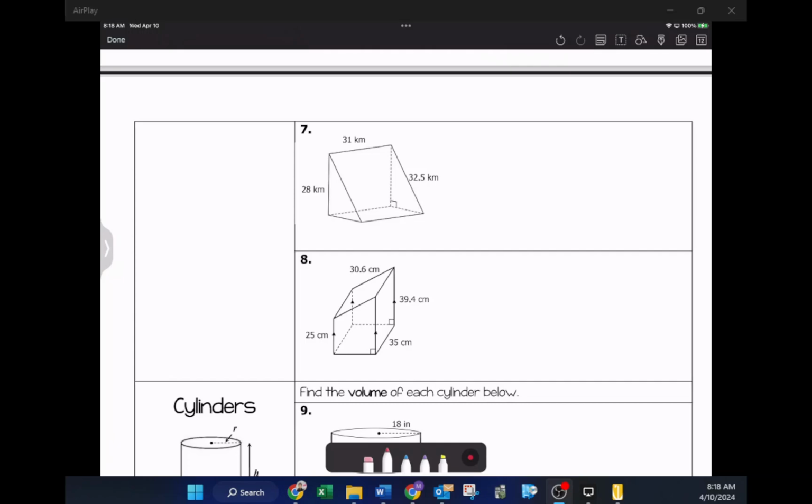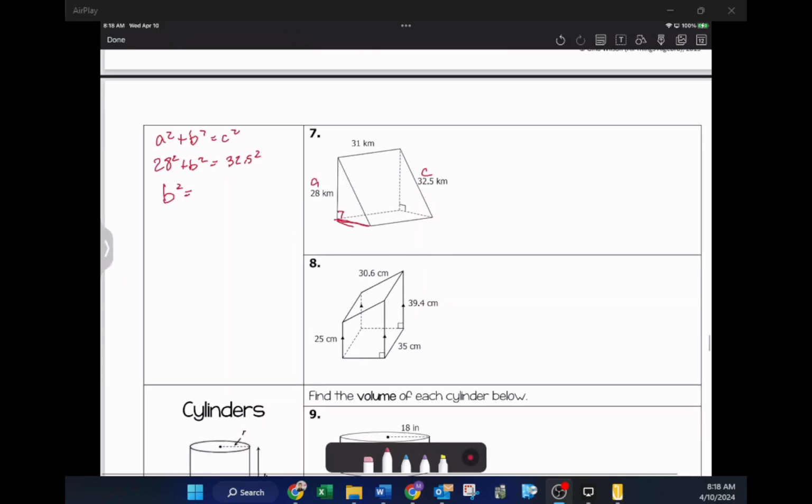We do not have the base of this right triangle to find the area of the base. So we are going to use the hypotenuse as 32.5. 28 we'll say is A. So since we are finding the leg, we have A squared plus B squared equals C squared. That gives you 28 squared plus B squared equals 32.5 squared. B squared is 32.5 squared minus 28 squared, and we are going to square root that.